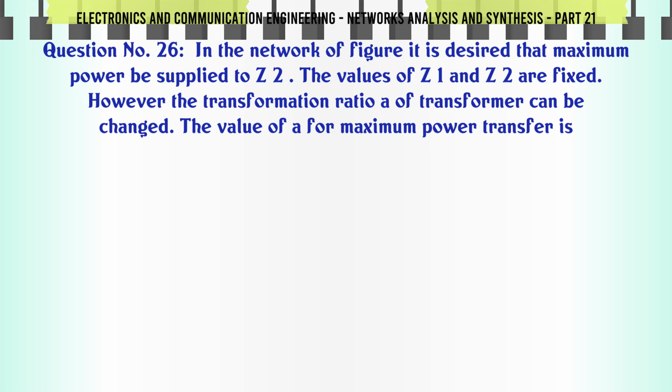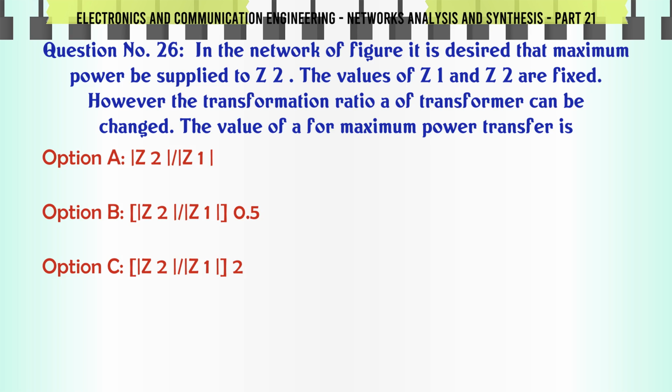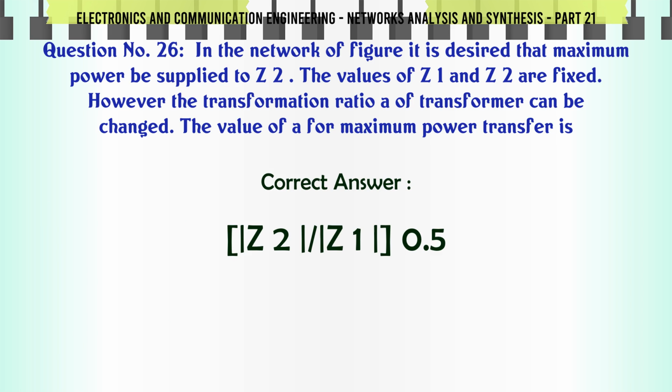In the network of the figure, it is desired that maximum power be supplied to Z2. The values of Z1 and Z2 are fixed. However, the transformation ratio of the transformer can be changed. The value of A for maximum power transfer is: A. Z2 Z1, B. Z2 Z1 0.5, C. Z2 Z1 2, D. Z2 Z1 0.75. The correct answer is Z2 Z1 0.5.